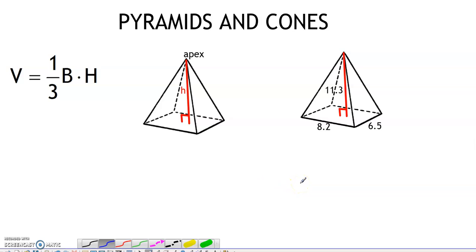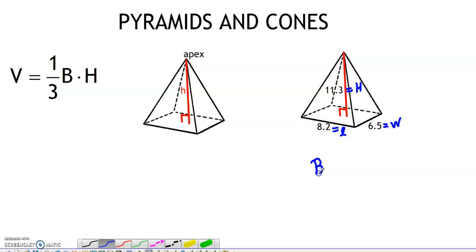The base of this figure is a rectangle with a length of 8.2 and a width of 6.5. The height is shown to be 11.3. And that's because the line segment is perpendicular to the base. Capital B is the area of the rectangle.